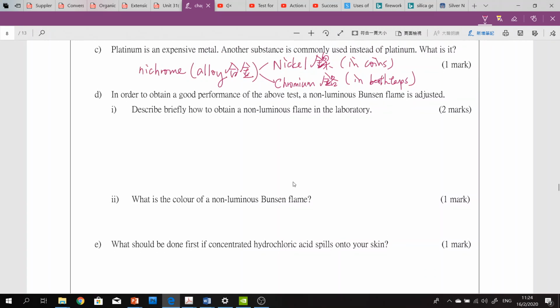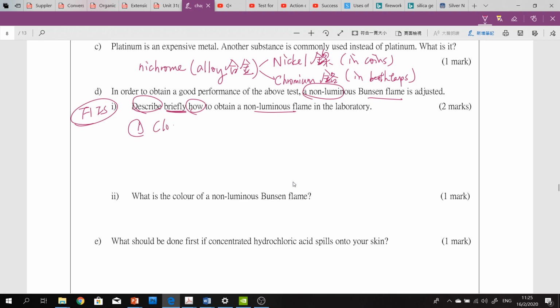In order to obtain a good performance of the above test, a non-luminous Bunsen flame is suggested. So briefly describe how to obtain a non-luminous flame in the lab. I'm sure most of you could still remember how we can produce a blue flame. To start with, what we need to do is to close the air hole first of all. Step 1: close the air hole of the Bunsen burner.